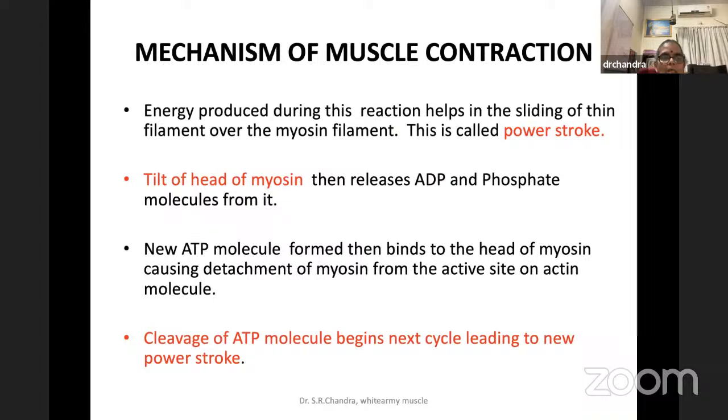There is a tilt of the head of the myosin, which then releases the ADP and phosphate molecules from it. A new ATP molecule then binds to the head of the myosin, causing detachment of the myosin from the active site on the actin molecule. Cleavage of the ATP molecule begins the next cycle, leading to a new power stroke.